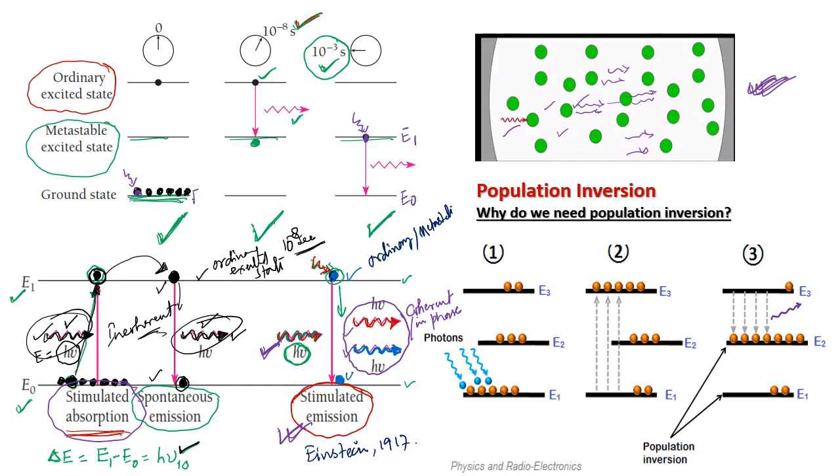So this is E naught, this is E1. Let's try to understand this. What I mean by saying the stimulated emission and the stimulated absorption have the same probability. When I have one photon, and this photon is going to stimulate this atom which is already in state E1, this atom will come down here and emit a photon.